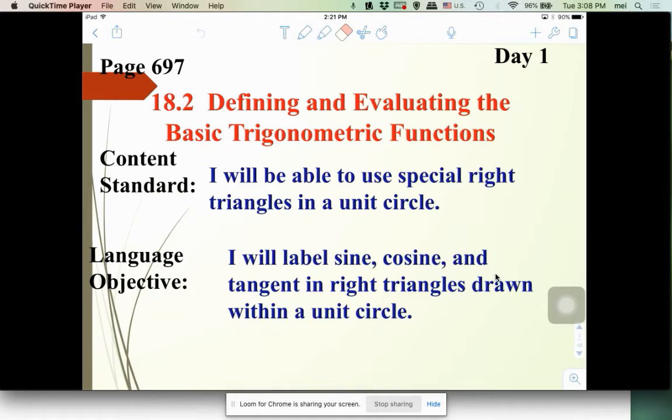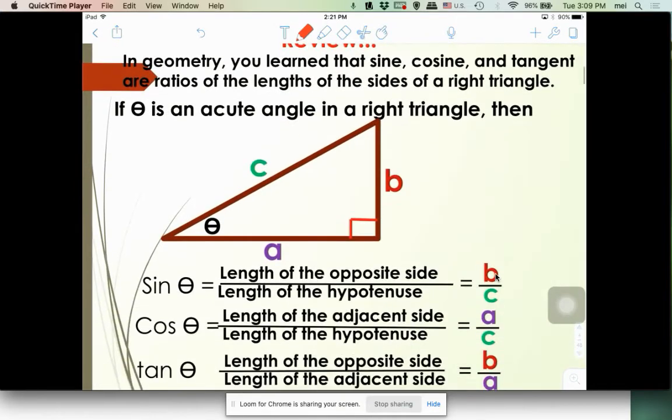In the previous lesson 18.1, we learned about the different types of angles and how to find coterminal angles, how to convert angles from degrees to radians, and vice versa. So in day one today, we're going to be using special right triangles in a unit circle, and you're going to be labeling sine, cosine, and tangent in right triangles drawn within a unit circle.